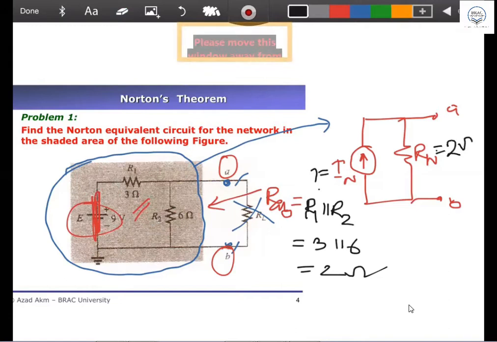Okay, 50% marks you get. Another 50% marks remaining for the I Norton. So how to find I Norton? I told you already. Anybody can tell me how to find the I Norton? Yes, sir. Source transformation.